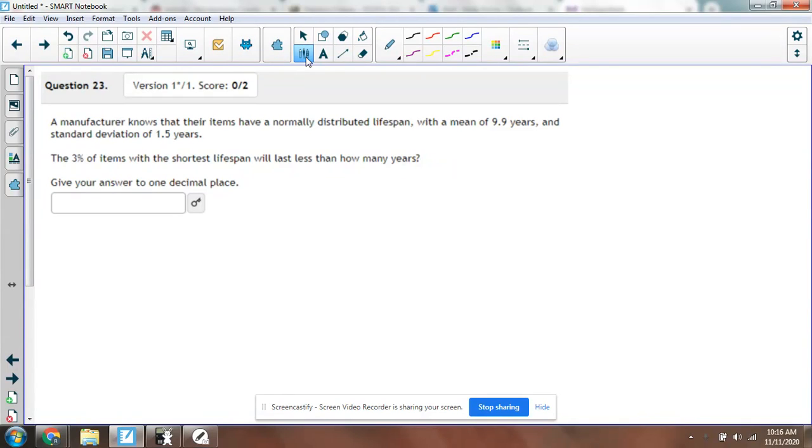Okay, so it says a manufacturer knows that their items have a normally distributed lifespan. As soon as you see normally distributed anything, it means it's going to follow this curve. So you're going to draw a straight line, then draw a bell curve over top of it, roughly the shape of a bell. Symmetrical, or at least it should be. The mean is going to be right in the middle, so it's going to be 9.9.